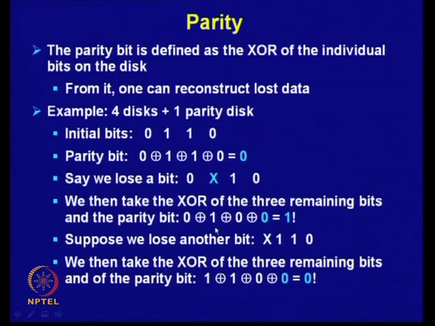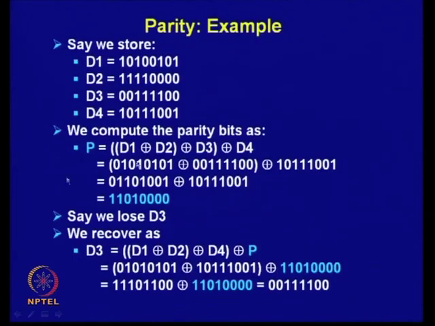Suppose we have lost another bit, say this bit has been lost, and here also again you can find out the bit value that was present here in the same way, and you get 0, and indeed 0 was present, as you can see here. So, in this way the bit interleaved parity can be easily used for the purpose of regeneration of the data whenever a particular disk fails. It can be done at the block level as well.